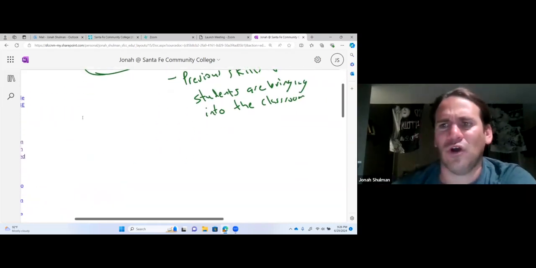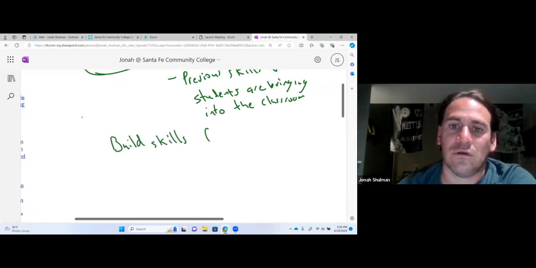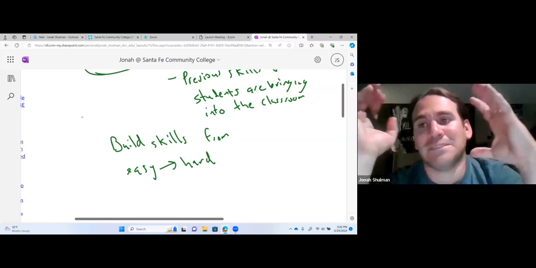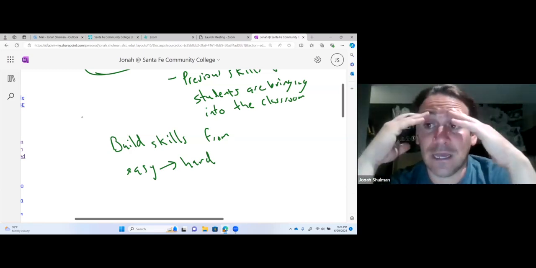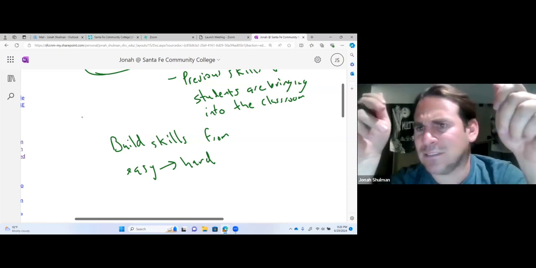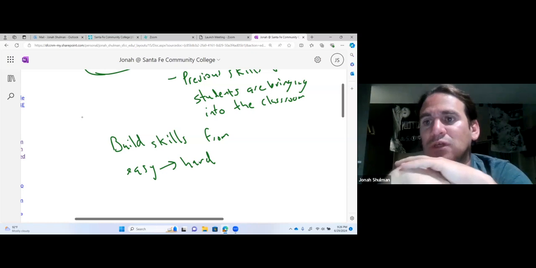The next thing you should always do is build skills from easy to hard. Okay, that should be your first idea. Make them as simple as possible, make them really confident, have students have this idea of like, okay, I got this, and just incrementally get harder. You don't want to throw too much new stuff at students.